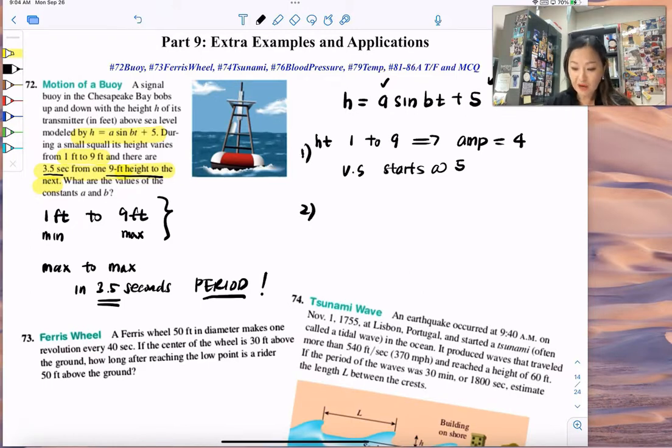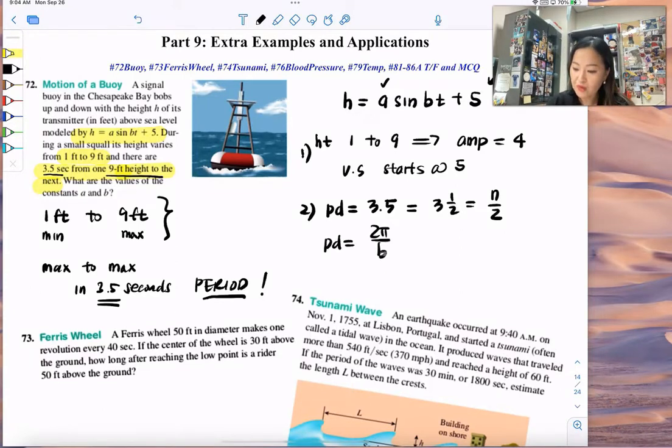What else? Well, we know for sure that the period is 3.5. Okay, wait, I'm going to actually write this better. Period is 3.5. If you want to write it as 3.5, which is 7 over 2, it's easier to calculate this way. You can do that too. But period actually is 2 pi over b, and we need b, right? So 2 pi over b is equal to 7 over 2. So 4 pi equals 7b. B must be 4 pi over 7.